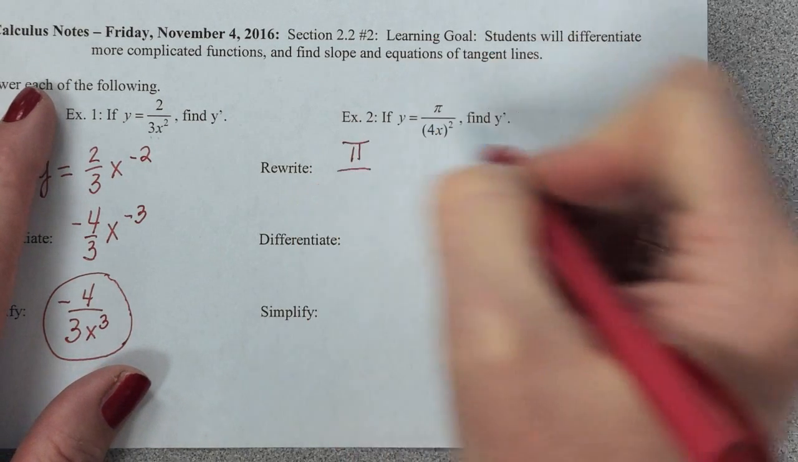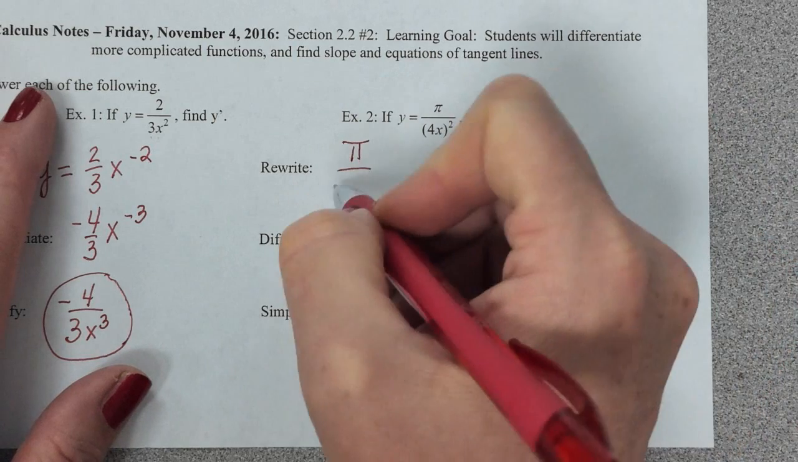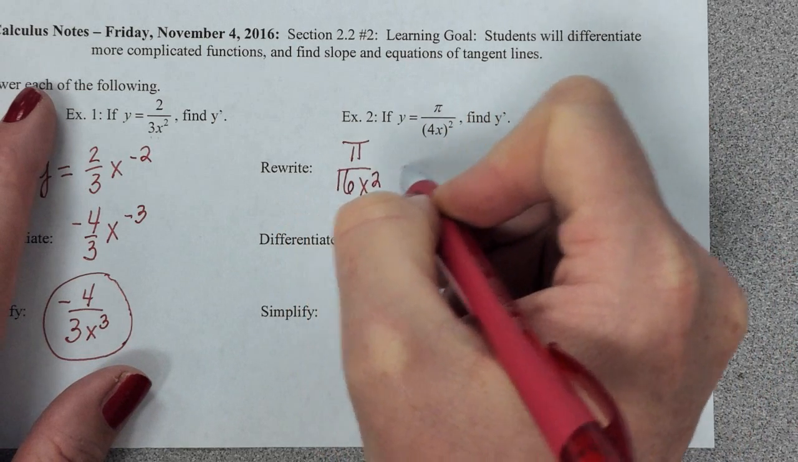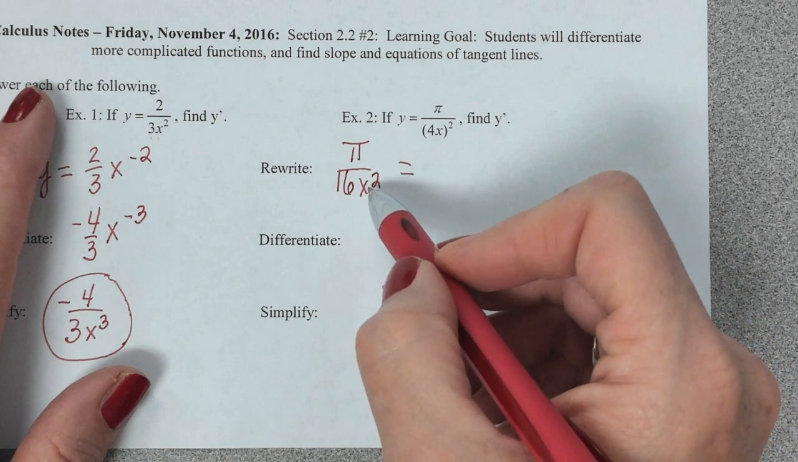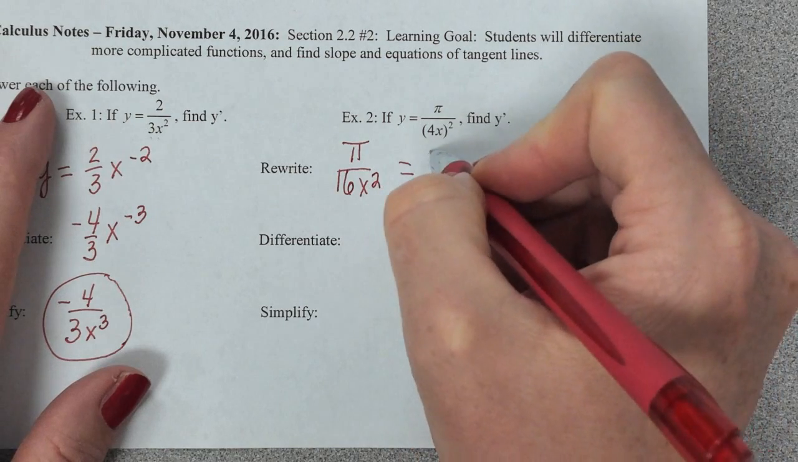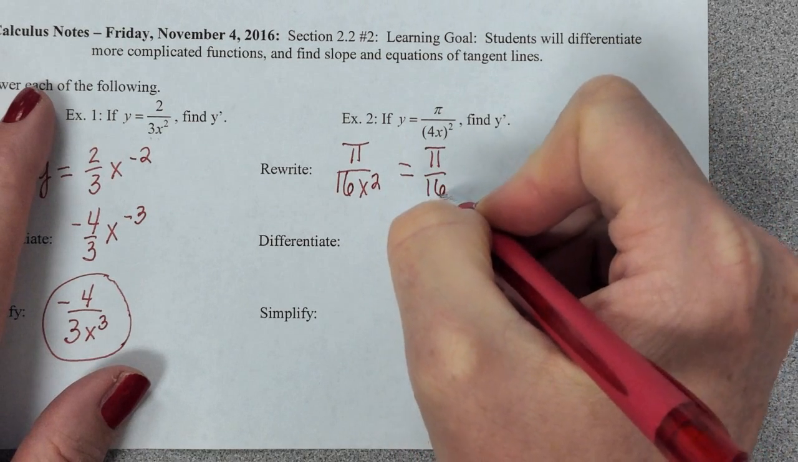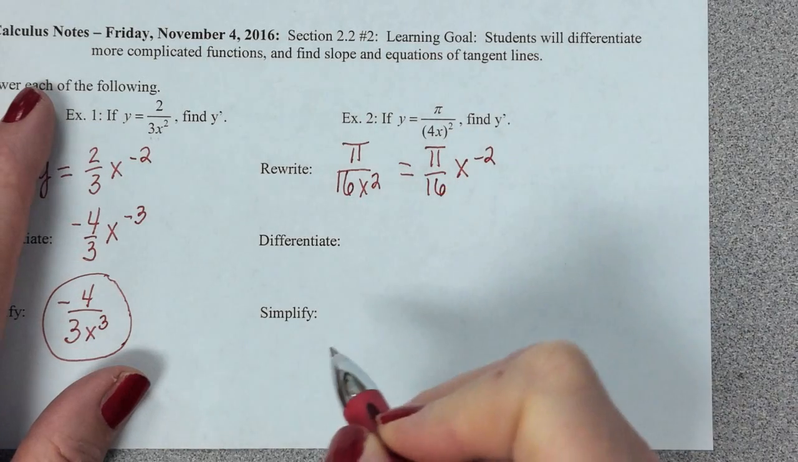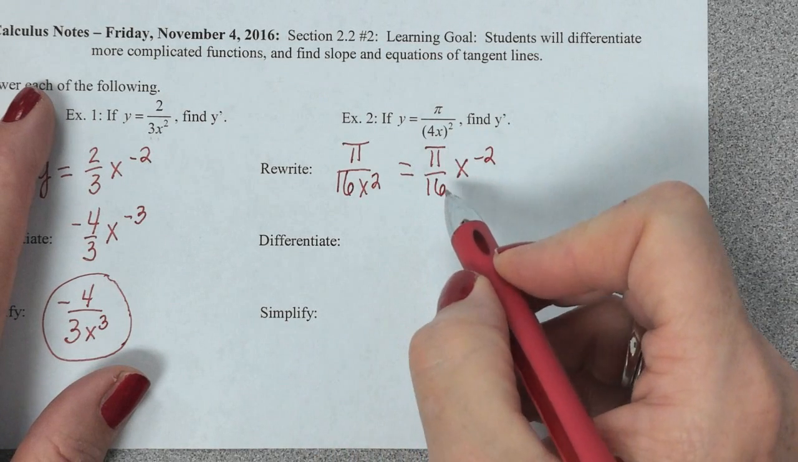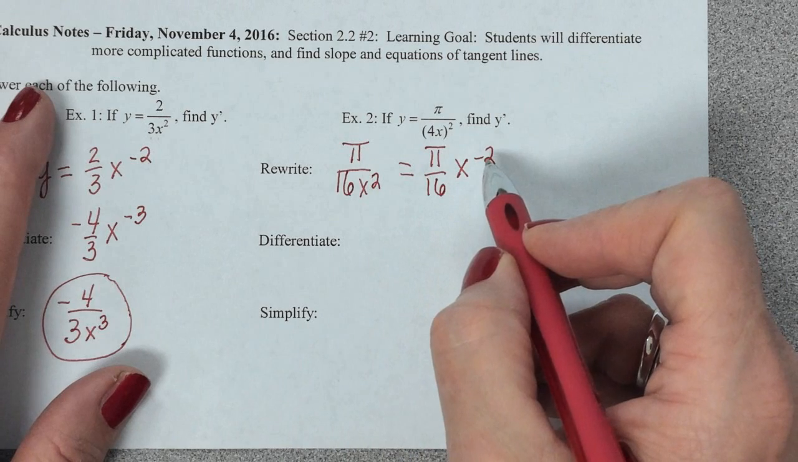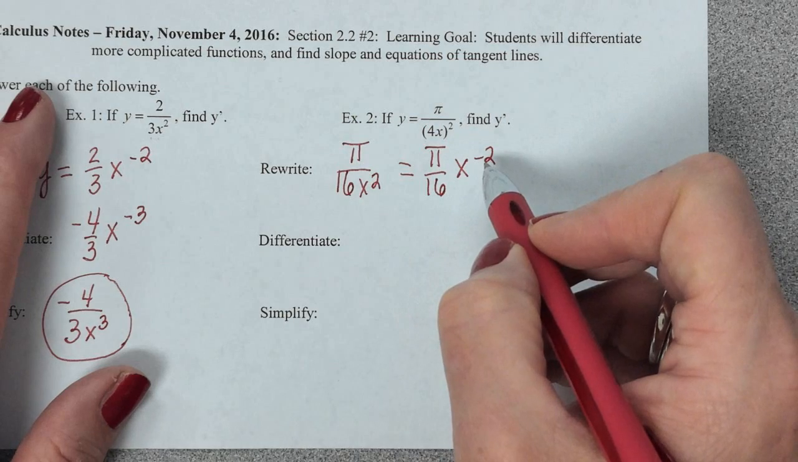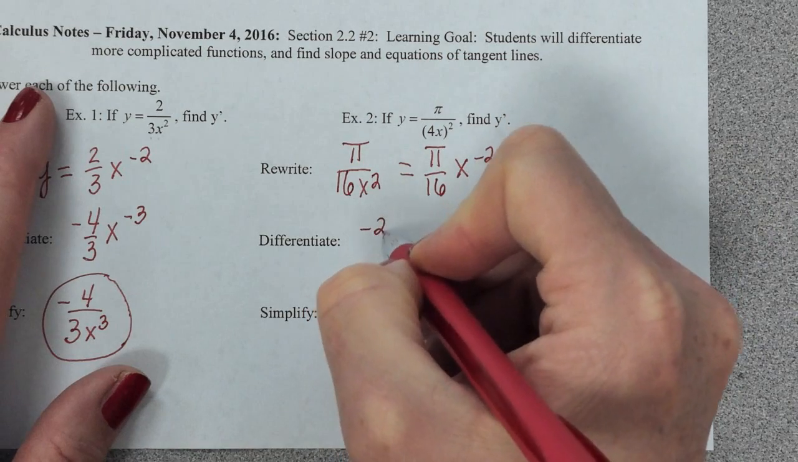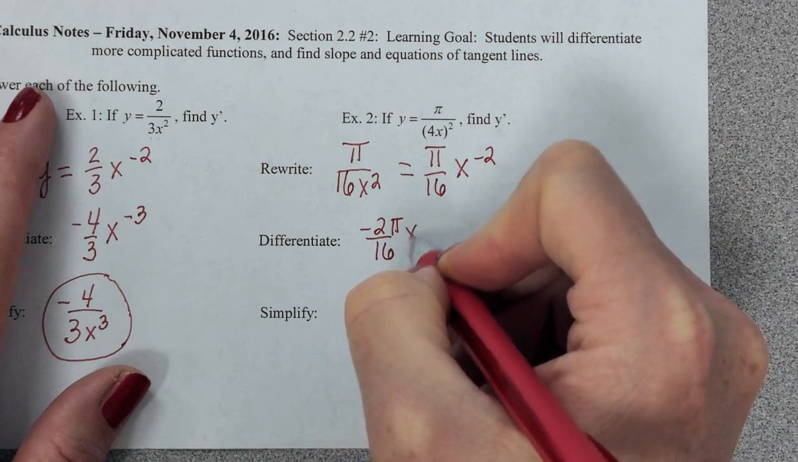This is pi over, we have to square the 4 and square the x. So that's going to be 16x squared. Remember, we're not allowed to have negative exponents on the x. So I have to recreate this as pi over 16x to the negative 2. Because now it's in that kx to the n form that we need. So Jacob, what is pi over 16 times negative 2? Right? So it's negative 2 pi over 16x.